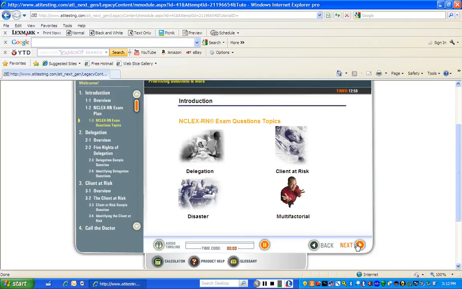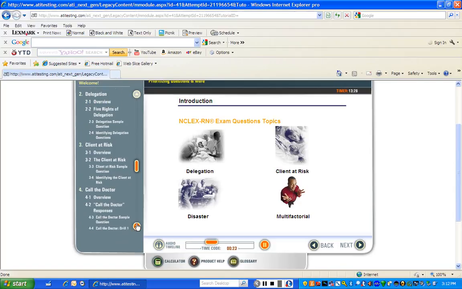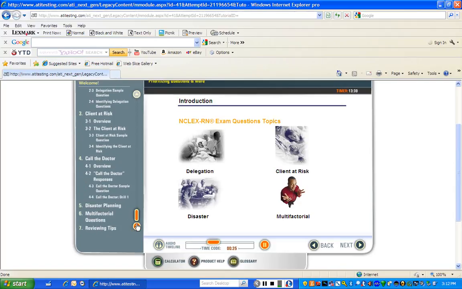Some common new areas of test questions in the past couple of years have included delegation questions, included in the management subcategory of the safe care environment client needs area. The client at risk questions, included in the reduction of risk potential subcategory of the physiological integrity client needs area. Disaster questions, included in the safety and infection control subcategory of the safe care environment client needs area. Multifactorial questions, which may be included in any of the categories.